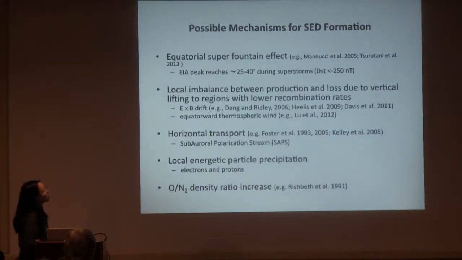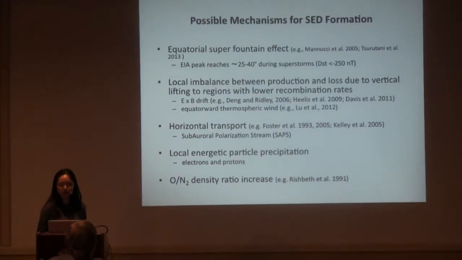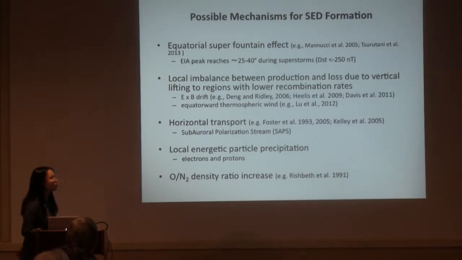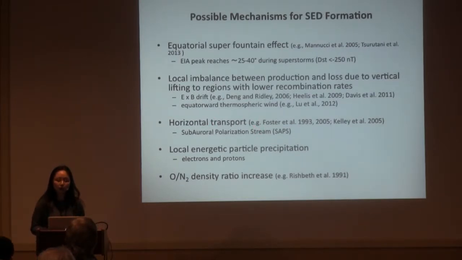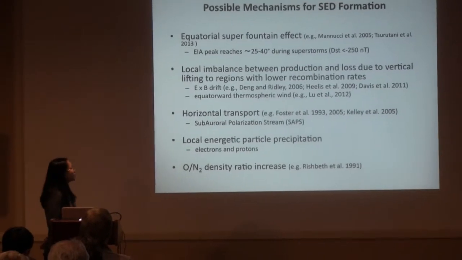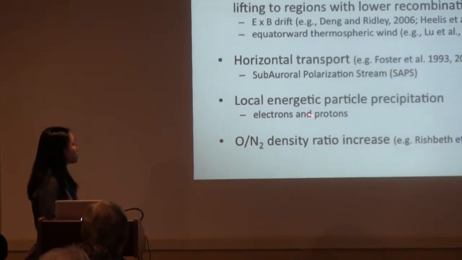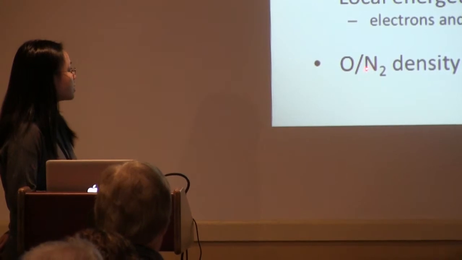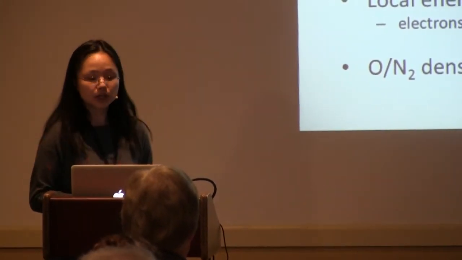However, the formation mechanism for the SED is still an open question. So when we think about density enhancement in the ionosphere, either the densities are created locally or they can be transported. For example, they can be transported from lower latitude, such as predicted by the equatorial superfountain effect, or they can be transported horizontally due to high-speed flows, like the sub-auroral polarization streams. As for the more local mechanism, it can be due to energetic particle precipitation, from both electrons and protons, or there is an O over N2 ratio increase, so we have a higher production that can also increase the density.